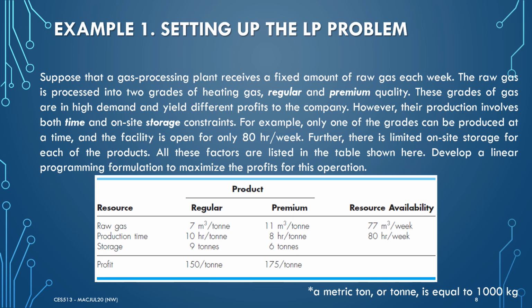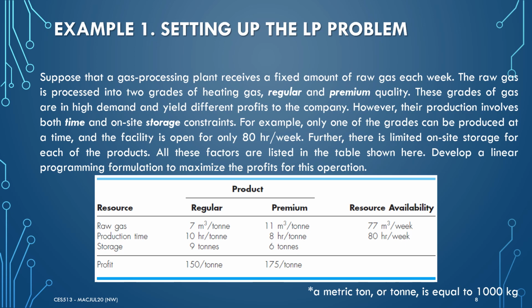suppose that a gas processing plant receives a fixed amount of raw gas each week. The raw gas is processed into two grades of heating gas. First is regular and the second one is premium quality. These grades of gas are in high demand and yield different profits to the company. However, their production involves both time and on-site storage constraints. So there are two constraints, which are time and storage.